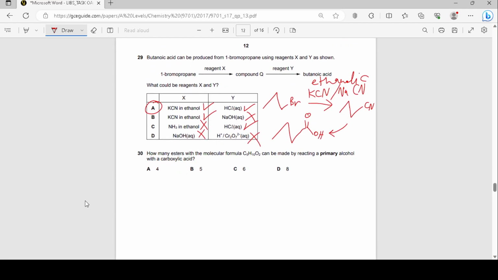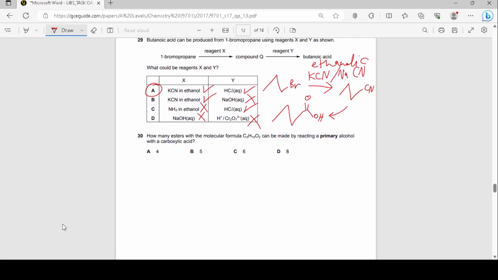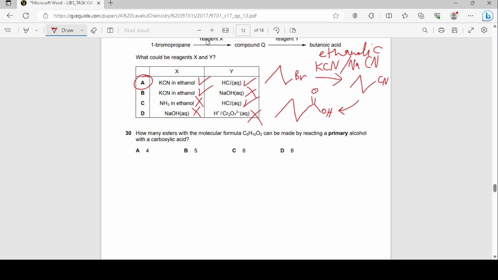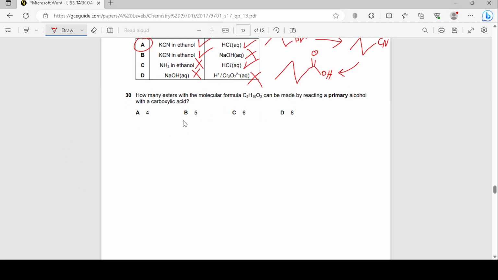How many esters with the molecular formula C5H10O2 can be made by reacting a primary alcohol with a carboxylic acid? Okay, let's start considering the possibilities. I'll just make the screen a bit bigger. So C5H10O2. Firstly, you could have methanoic acid reacting with, say, butanol. So that's 1, 2, 3, 4 butanol and the methanoic acid here.